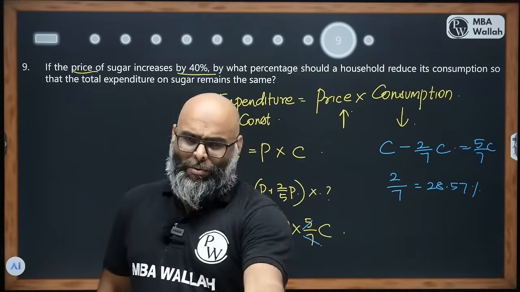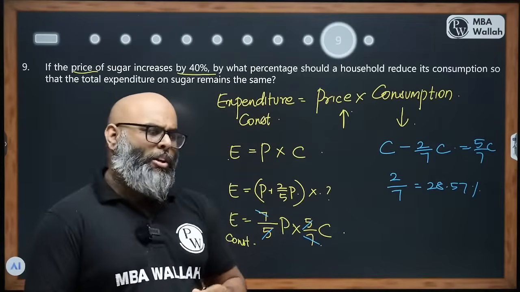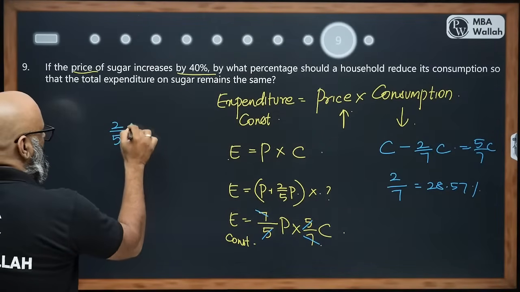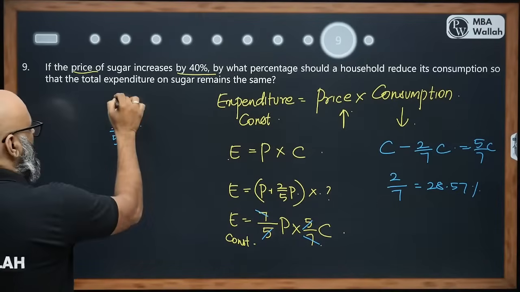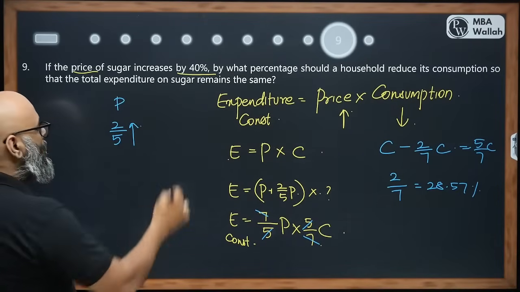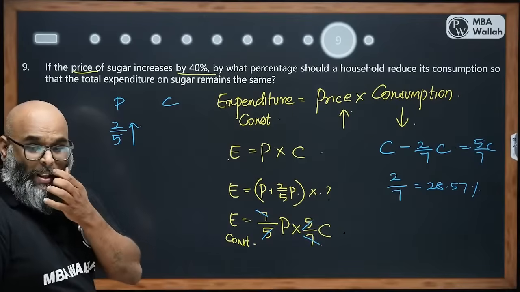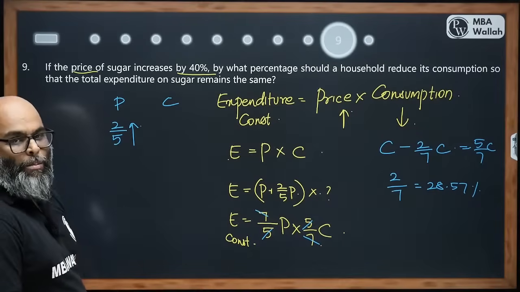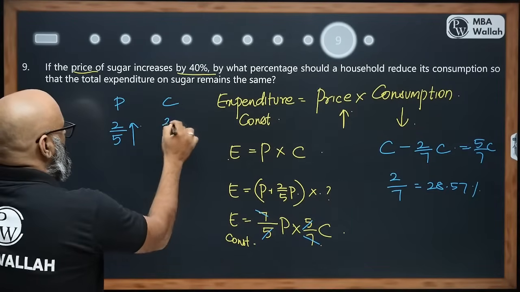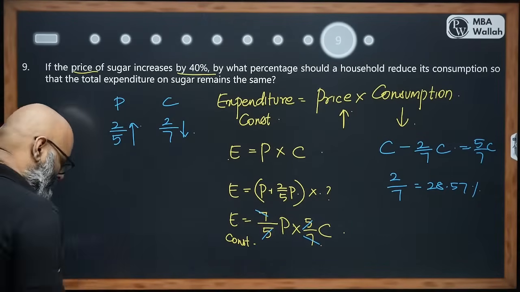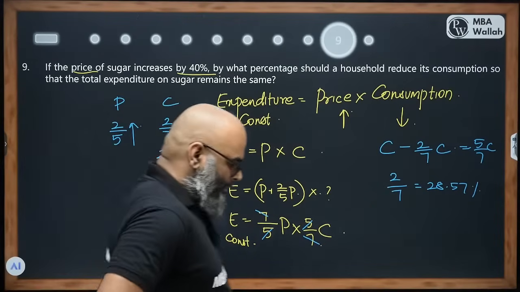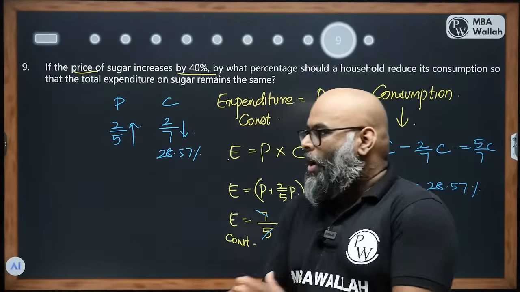The other way of doing this would obviously be using logic. The price has gone up by 2 by 5. Inverse proportionality, the other one has to come down. When one goes up, the other one needs to come down. By what will it come down? 2 by 7, which is 28.5%. Clear? Any doubts?